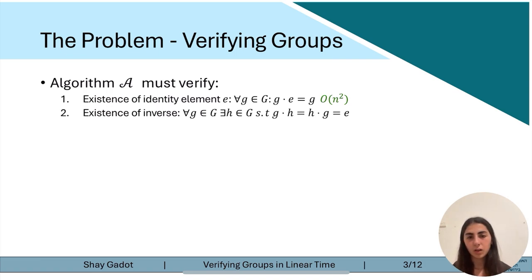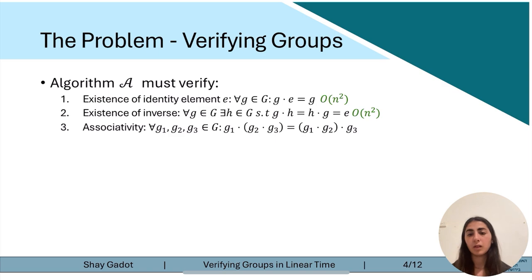The second thing is existence of inverse, making sure in each row of element there is the identity element, meaning there's another element which their multiply equals the identity. Also can be trivially done in O n squared.